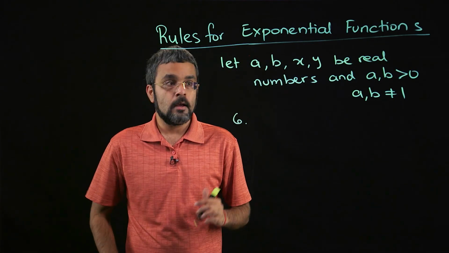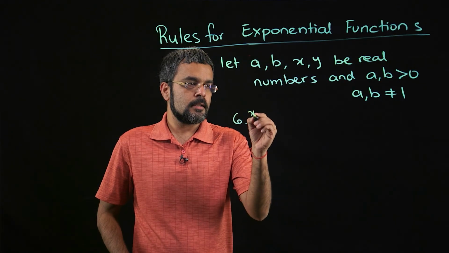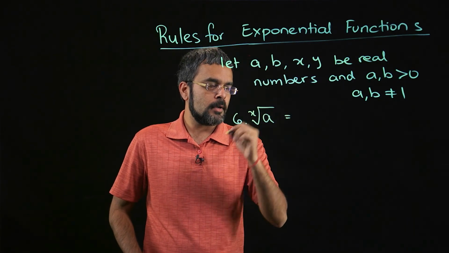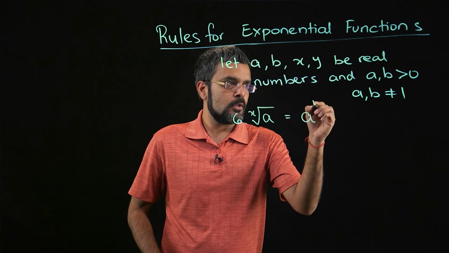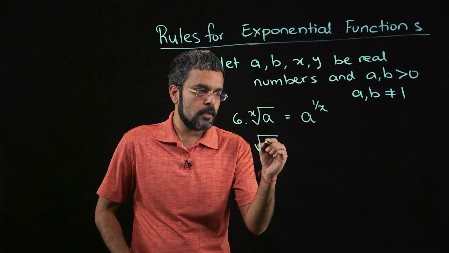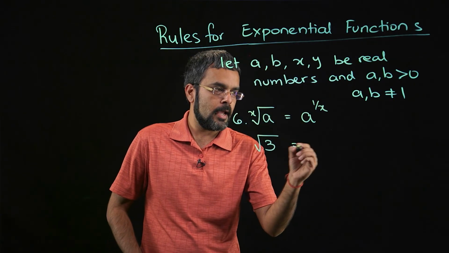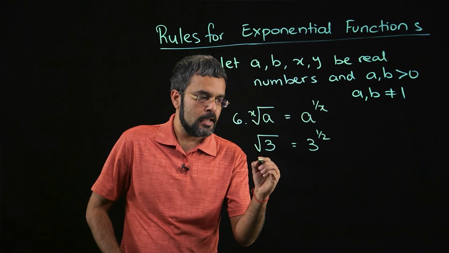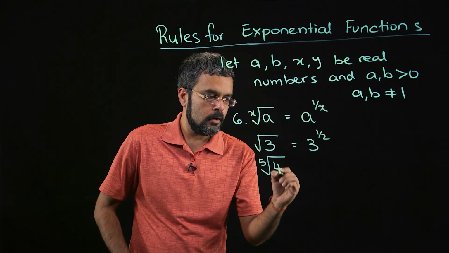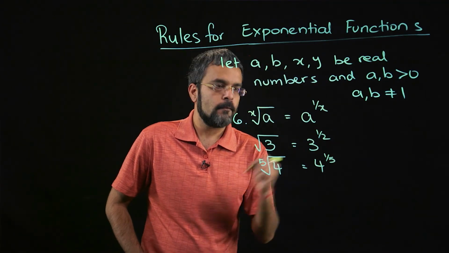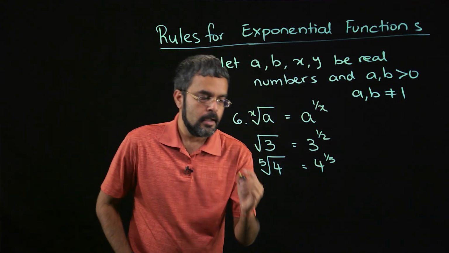Okay? The next property is, what is the xth root of a? Well, we can write that exponentially as a to the 1 over x, as in the square root of 3, right, can be written as 3 to the 1/2. Or say the 5th root of 4 can be written as 4 to the 1/5. Okay? Then number 7.